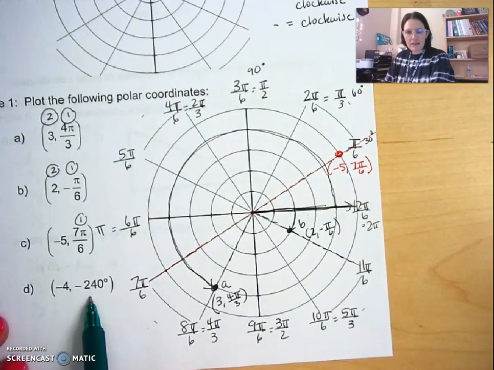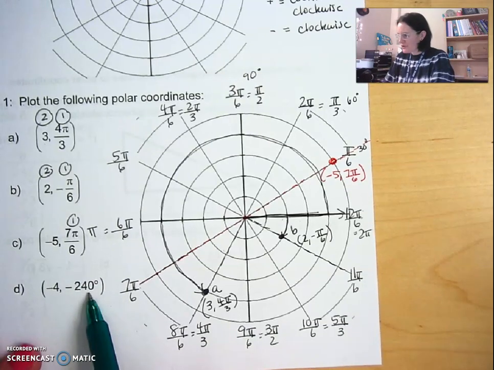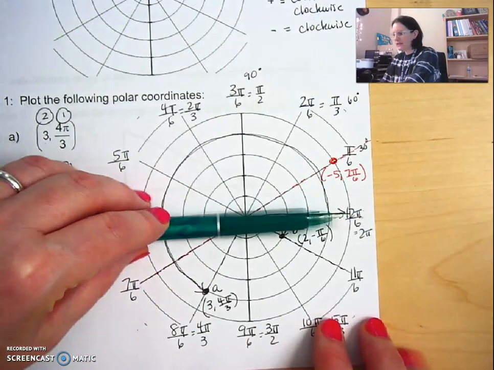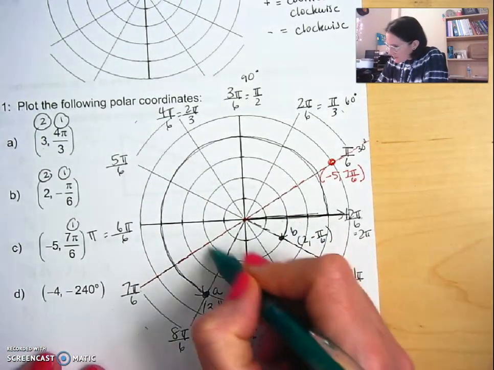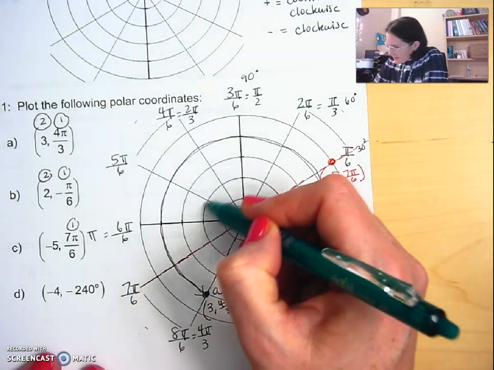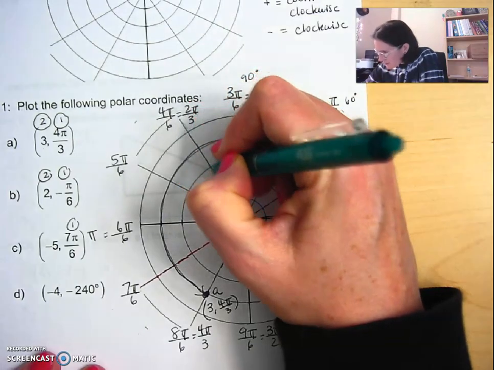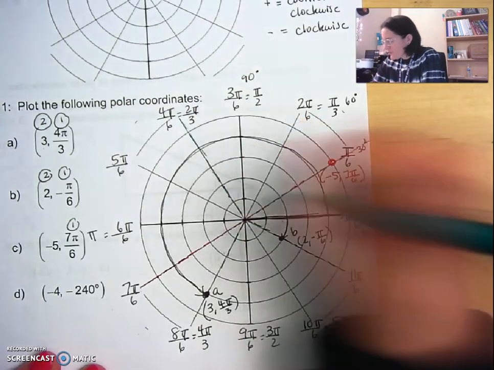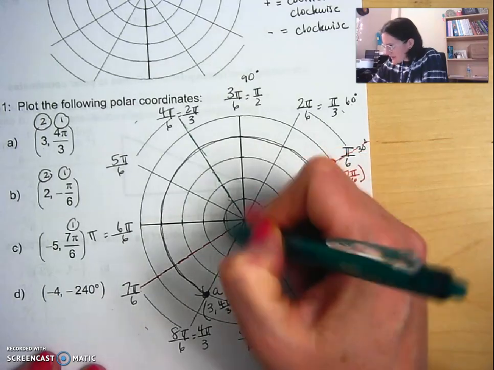And then this last example has both things being negative, and the angle is now in degrees. So that's negative 240. We're going to start at our polar axis. Negative is going to go in the clockwise direction. So this is negative 180, then negative 210, and then negative 240 is right here. So from here to here is negative 240.